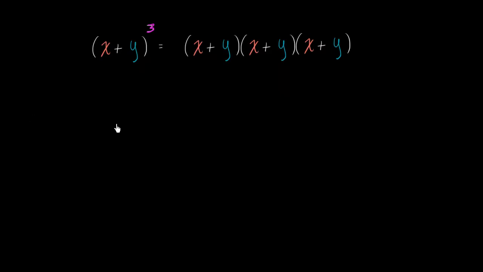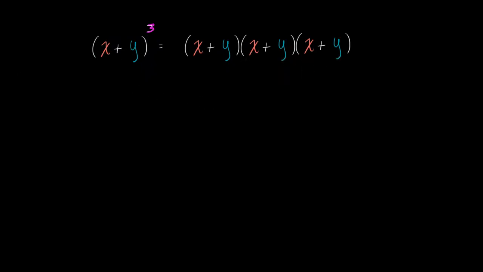What I want to do in this video is hopefully give more intuition as to why the binomial theorem or the binomial formula involves combinatorics. So let's just think about what this expansion would be. I'm just using a particular example that's pretty simple, x plus y to the third power, which is x plus y times x plus y times x plus y.